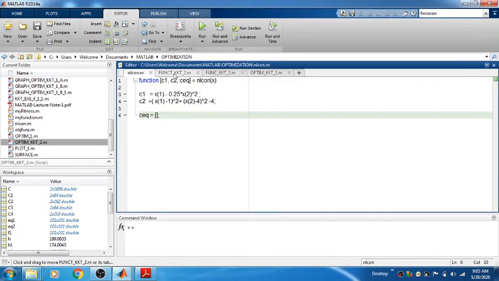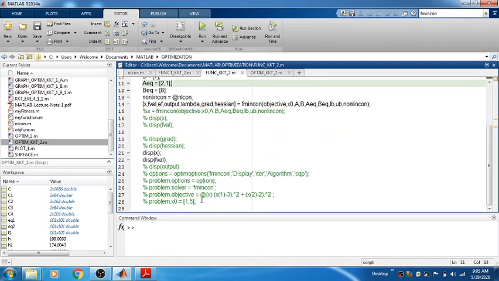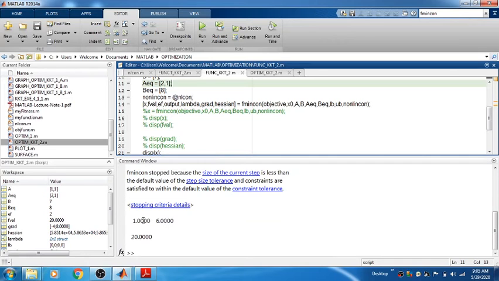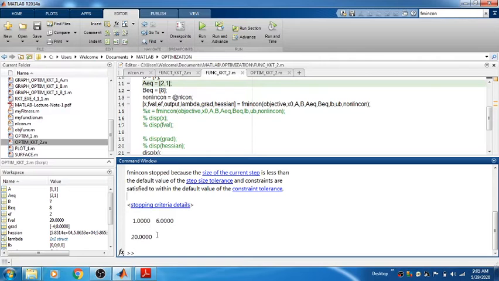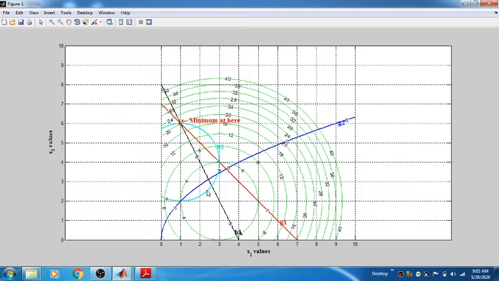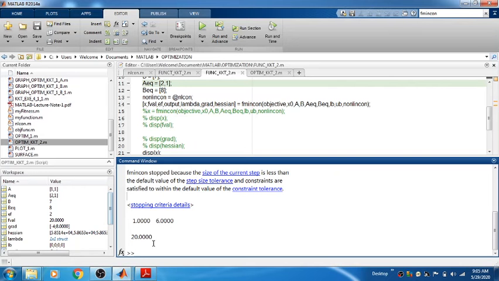Now I need to run this code, right? So let's run this code. You can see here it is showing that x1 is 1 and x2 is 6 and the value is 20. If this is 20, you can see the way that it is 1 and 6 and this is 20. The same thing I got from the code also. So let's see how I can use the optimization tool.